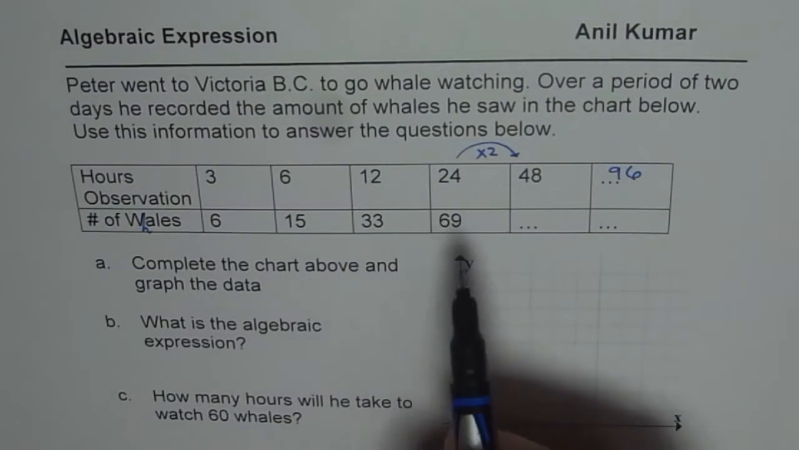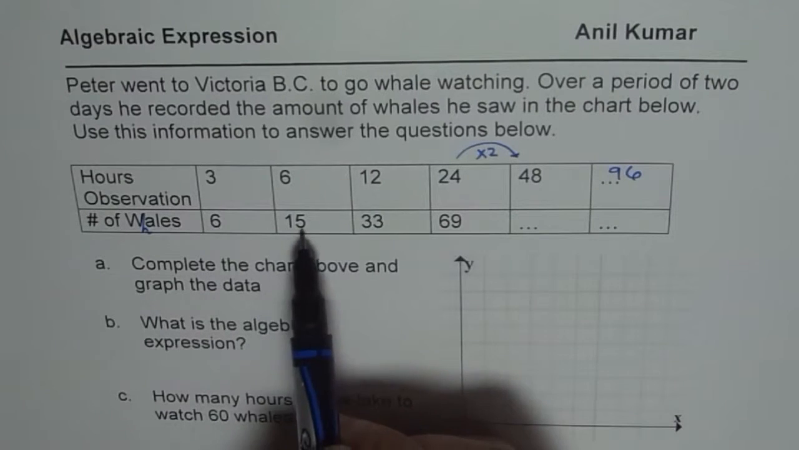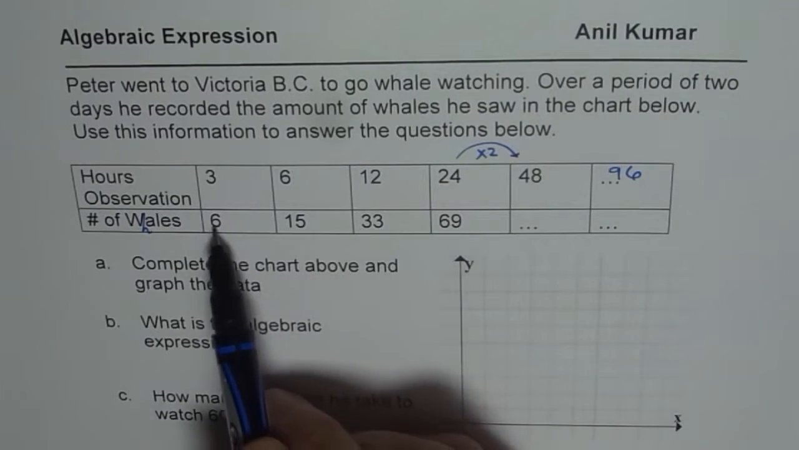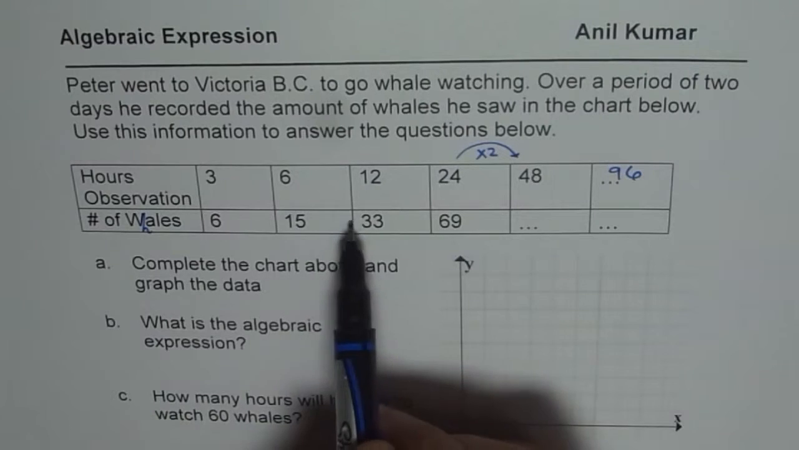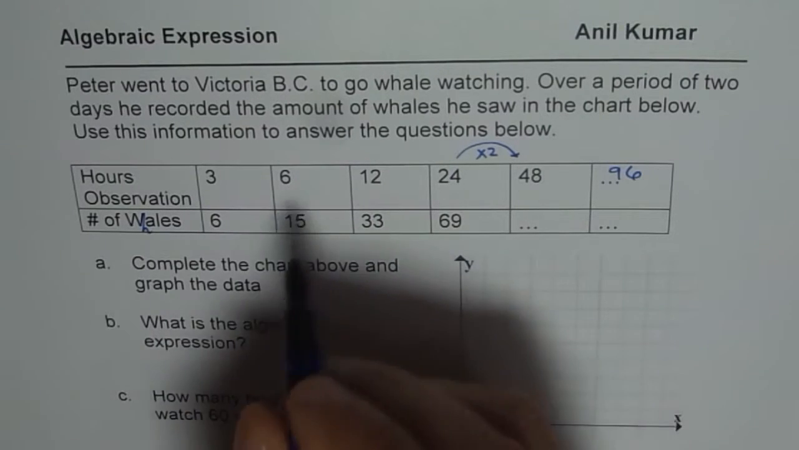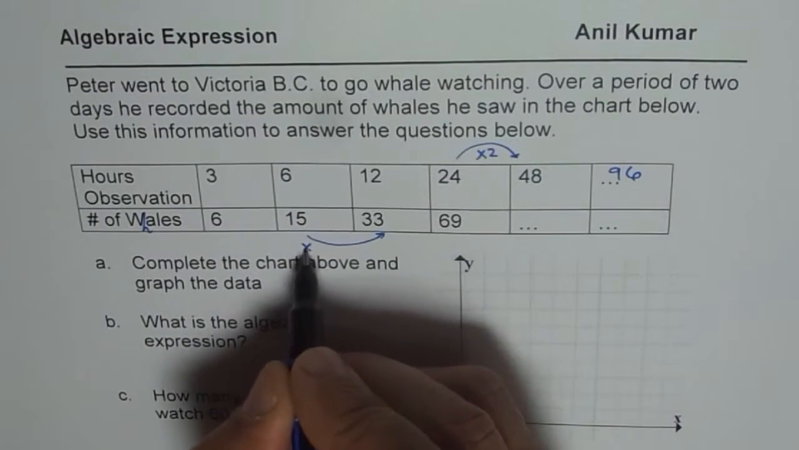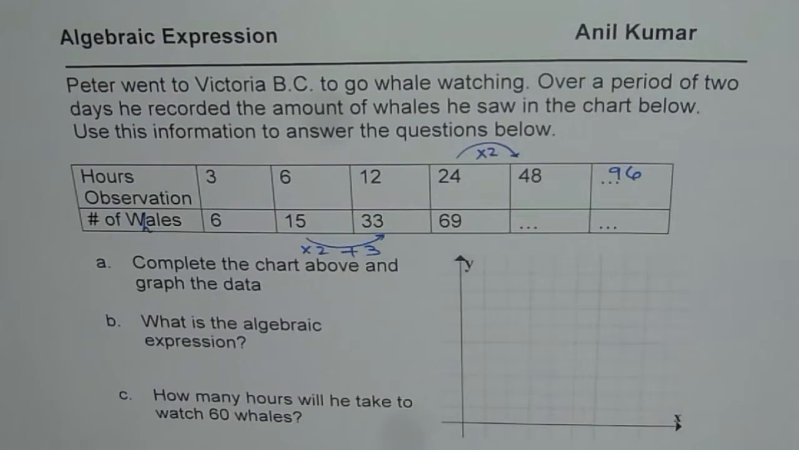Let us see the pattern for the number of whales. It says 6, 15, 33, 69. So 6 times 2 is 12, but it's 15, 3 more. 15 times 2 is 30 and 3 more. That works. So going from one value to the next, it seems to be times 2 plus 3, right? So that is how it is.